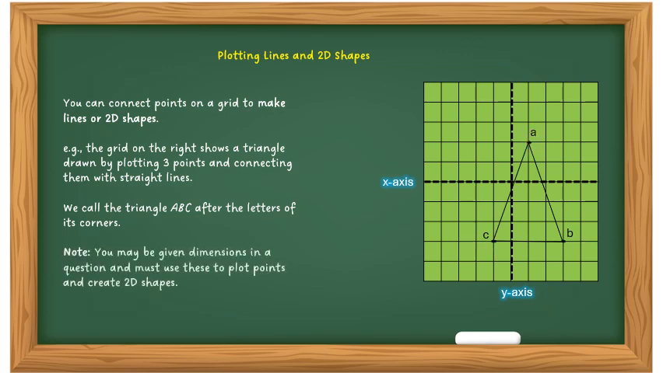You may be given dimensions in a question, and you must use these to plot points to create 2D shapes. You might not be given a shape like that, but they'll give you coordinates, and this is quite common. You'll fill in the coordinates and then be asked to name the shape. That's quite common in maths.